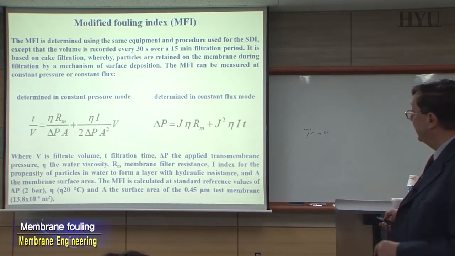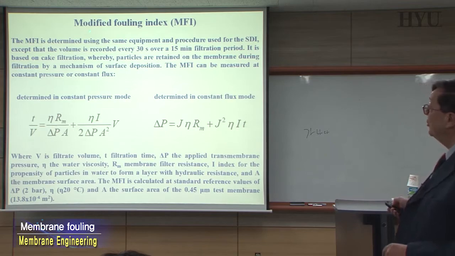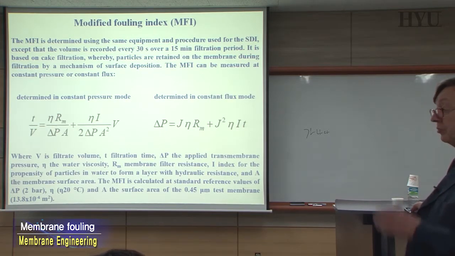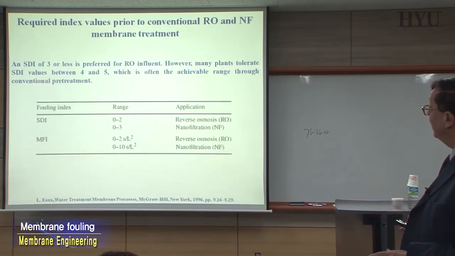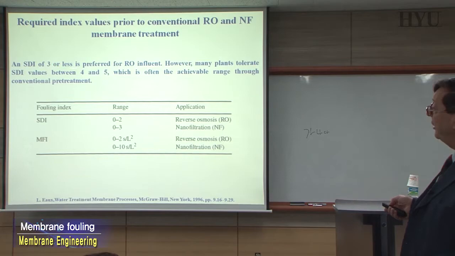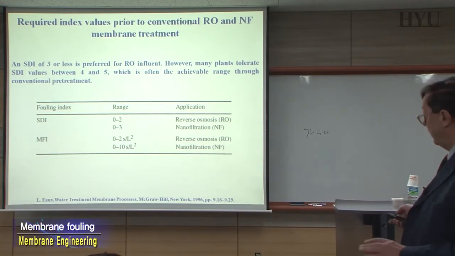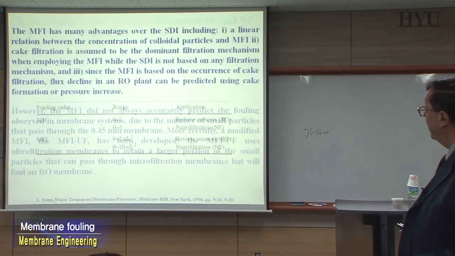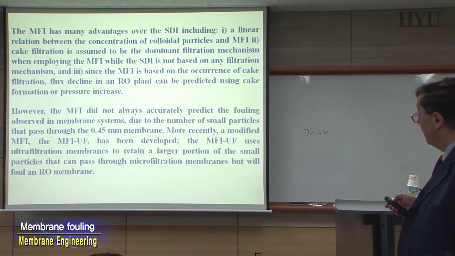However, this one has been defined as a modified fouling index, basically because they change the time in which you measure your volume. But this is not the most important one. Well, here, as I mentioned before, about 3 is still good for RO. In some cases, you can go a little bit higher than this, but more than this, you will have, by definition, big fouling.